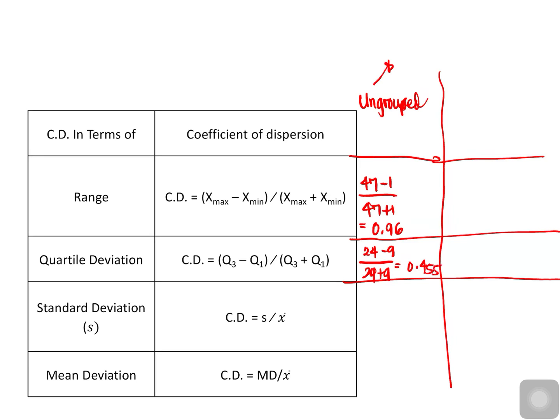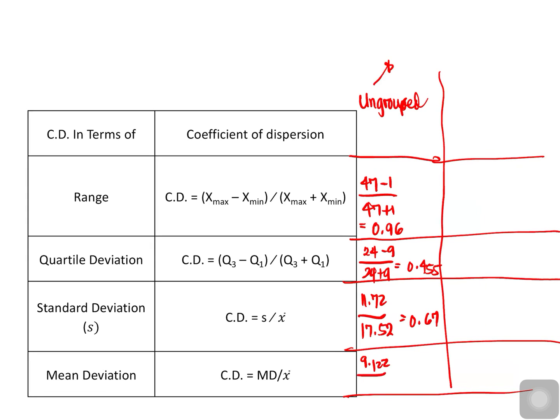Okay, then for the standard deviation, actually it's the same as the coefficient of variation. We have 11.72 divided by 17.52, that is equal to 0.668 or 67. Okay, so for the mean deviation, we have 9.122 divided by 17.52, that is our x bar, that is equal to 0.52.